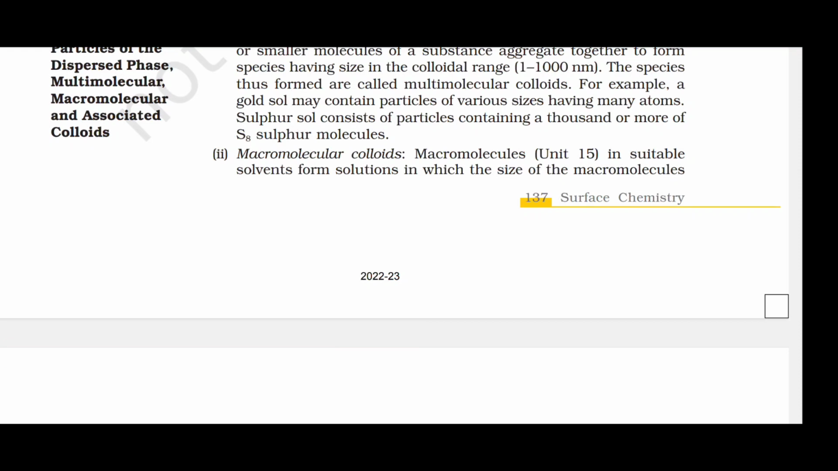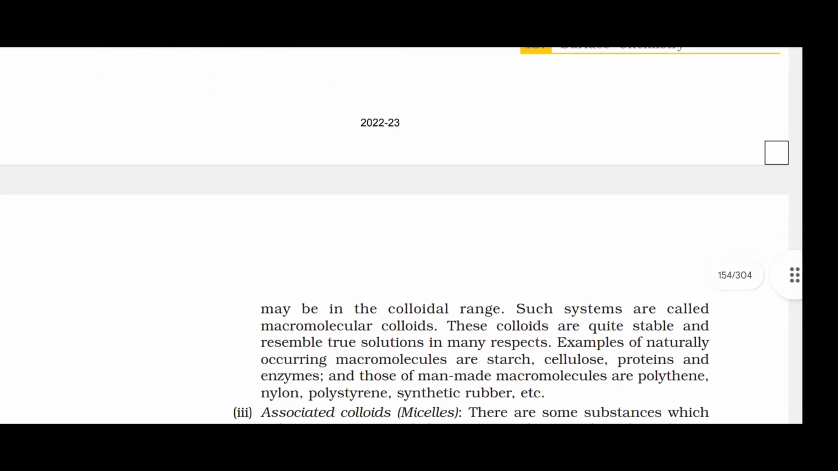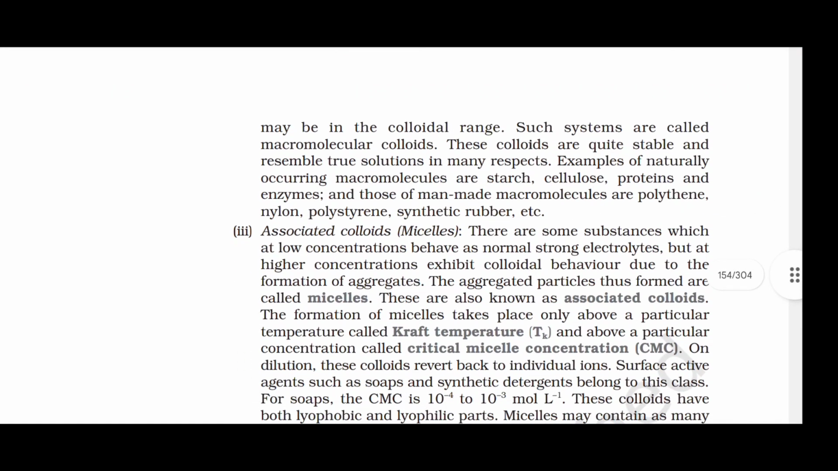Macromolecular colloids. Macromolecules in suitable solvents form solutions in which the size of the macromolecules may be in the colloidal range. Such systems are called macromolecular colloids. These colloids are quite stable and resemble true solutions in many respects. Examples of naturally occurring macromolecules are starch, cellulose, proteins, and enzymes. And those of man-made macromolecules are polythene, nylon, polystyrene, synthetic rubber, etc.